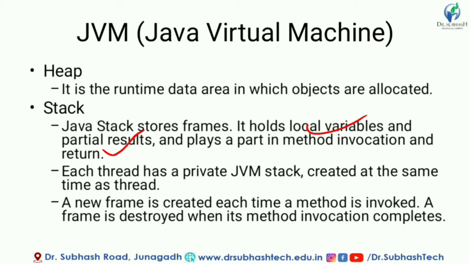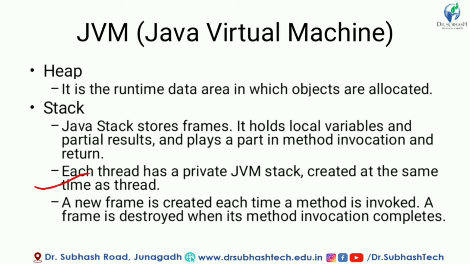Whatever methods we have defined in the class, whenever you are executing them, the local variables and partial results are stored in the stack. And further, it plays an important role whenever you are invoking a method and returning from the method. Then we can say that when a method is invoked, threads are created for the invocation and return of the method, and these threads are stored in this stack.